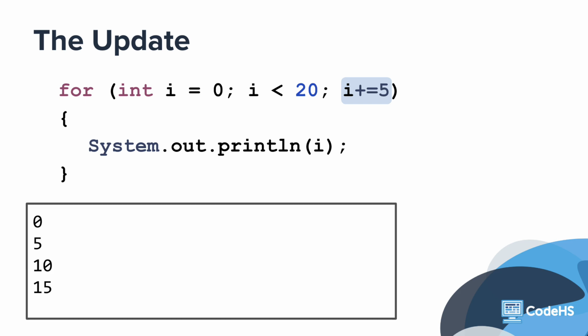How'd you do? i still starts at 0, but now increases by 5 each iteration of the loop. After 15, i increases to 20, at which point the Boolean expression evaluates to false and the loop terminates.